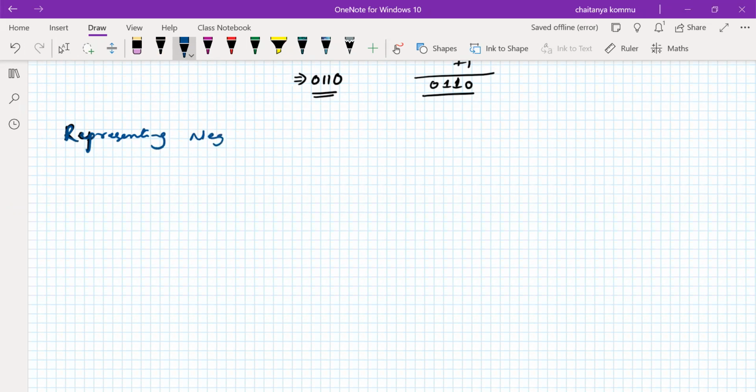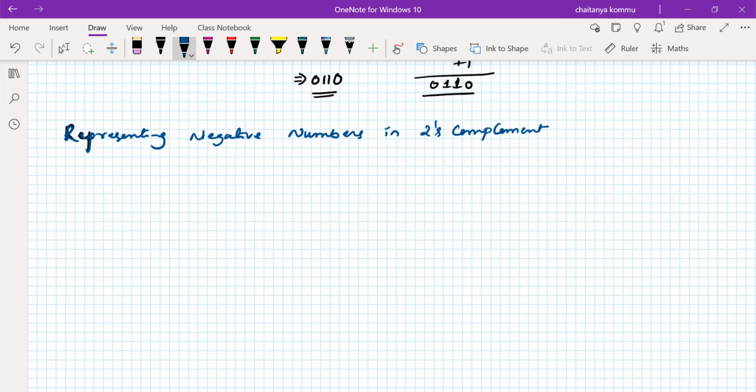Representing negative numbers is very important for us. Representing negative numbers in 2's complement form. We want to use the 2's complement methodology for performing the different applications. Why is it so?